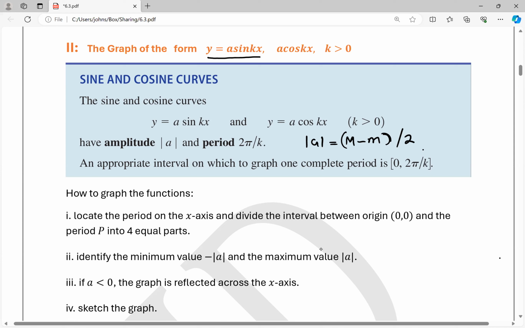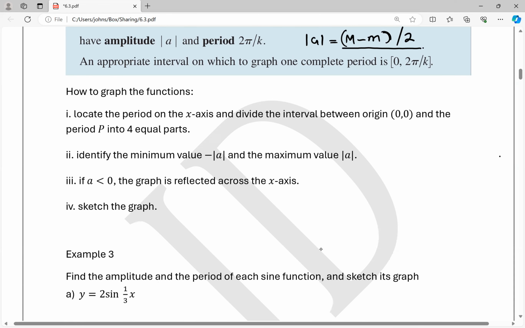So in that case, our amplitude is still going to be the absolute value of A, but the period is no longer 2 pi, the period is now 2 pi over k. And we can always find the amplitude using this formula, where M is the maximum value, small m is the minimum value, and we divide by 2. So we'll just go straight into the graphs.